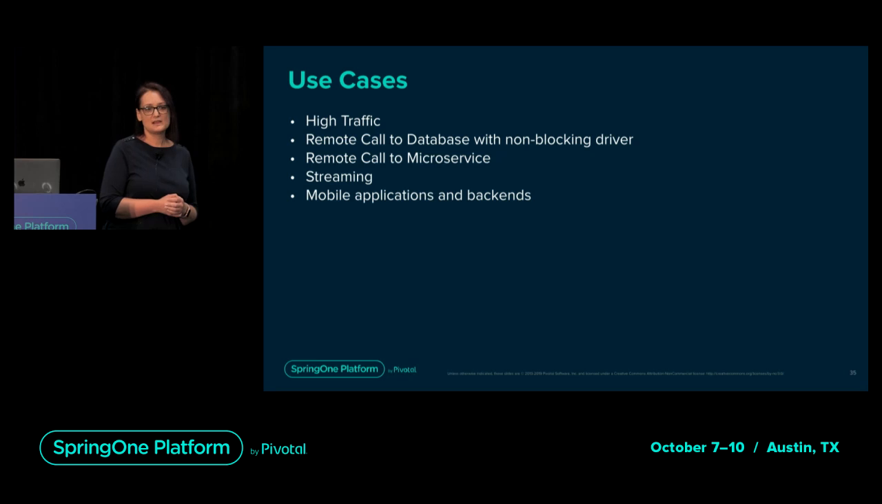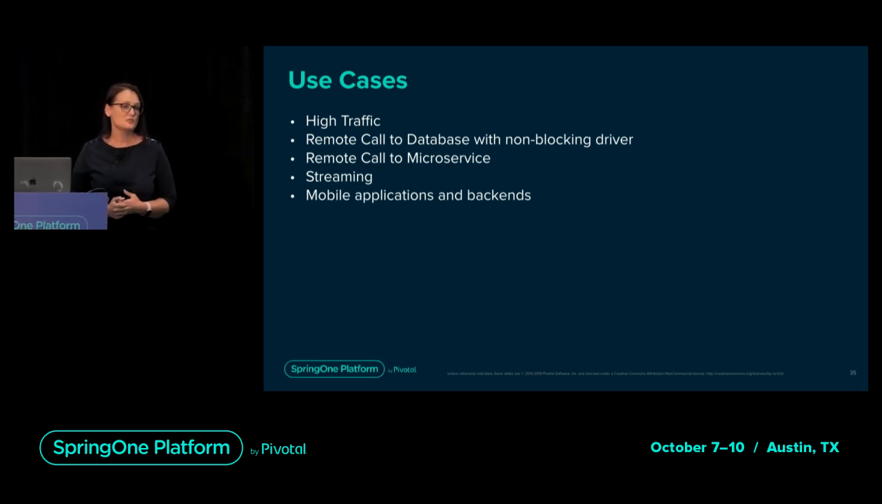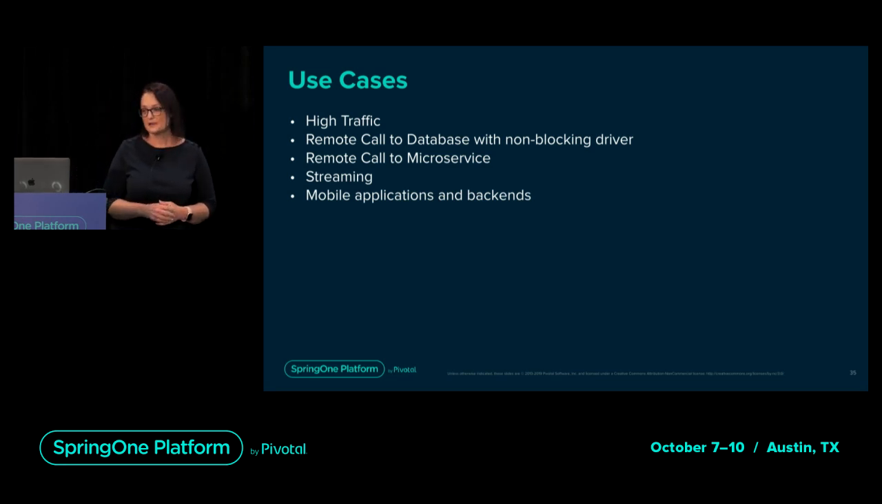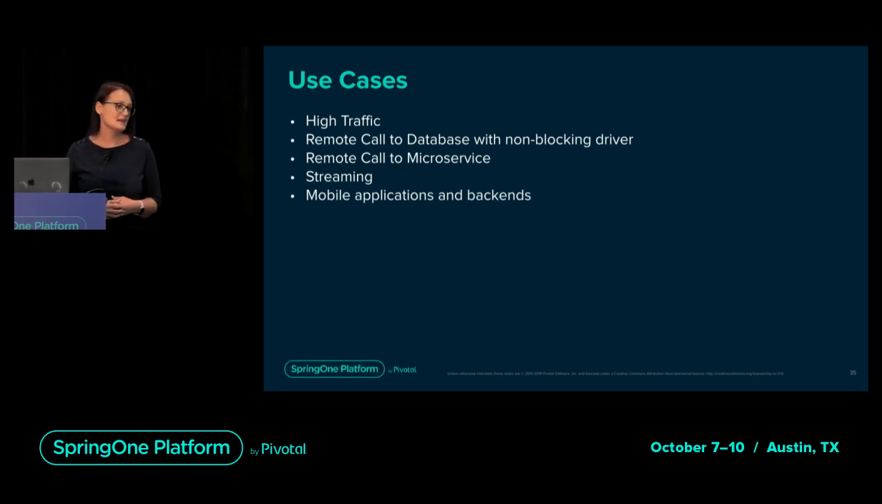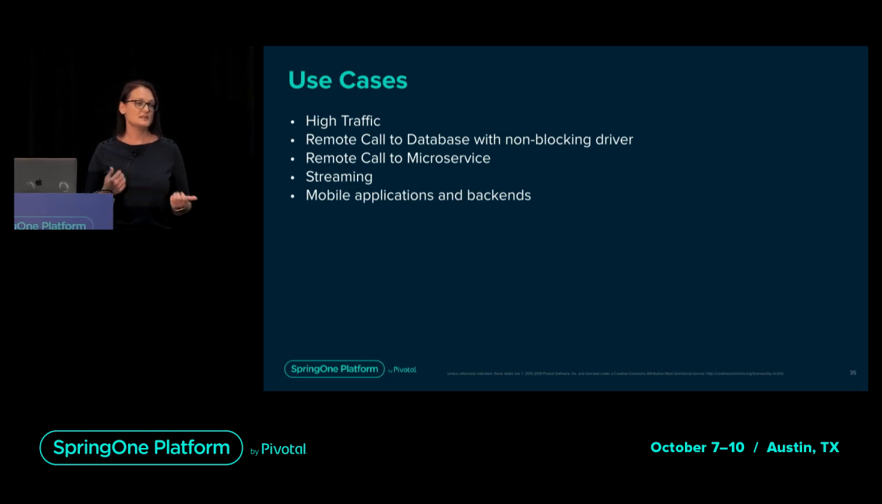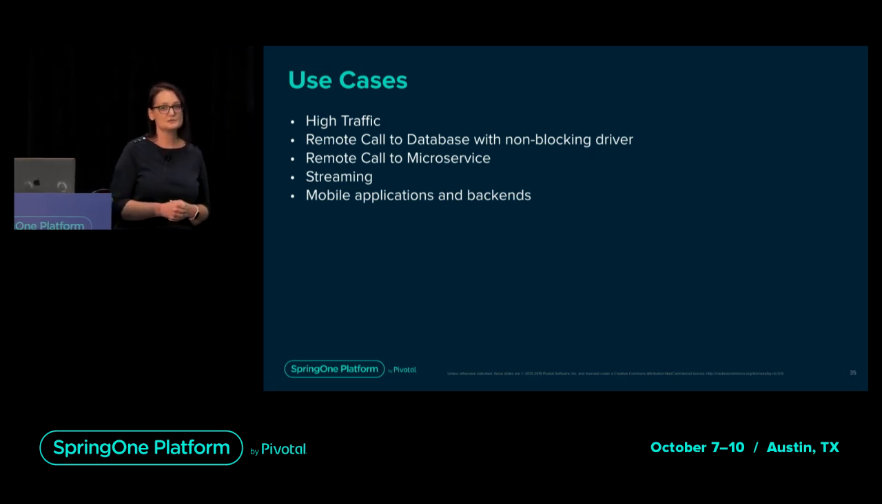So the first use case, as I said, is when you expect high load. With non-blocking, your application will be able to scale to this high load. When you have remote calls to databases, when you have non-blocking drivers for these databases, then you will be able to handle the processing latency on the databases, the network latency between the systems. The same applies to remote calls to microservices.